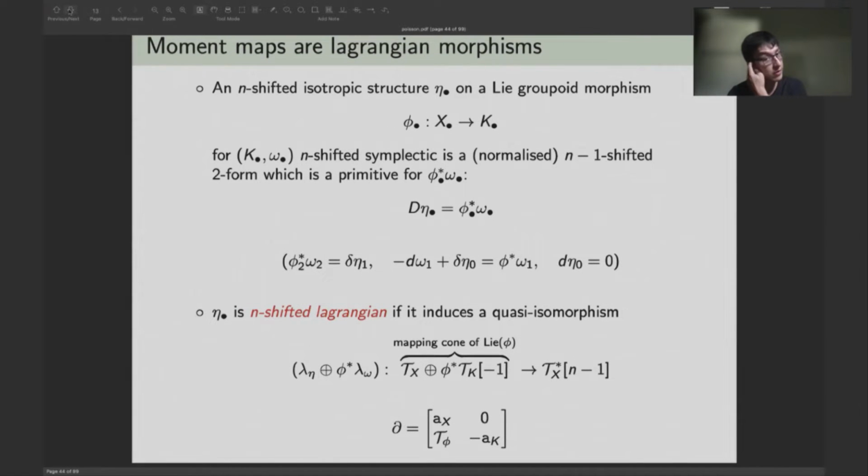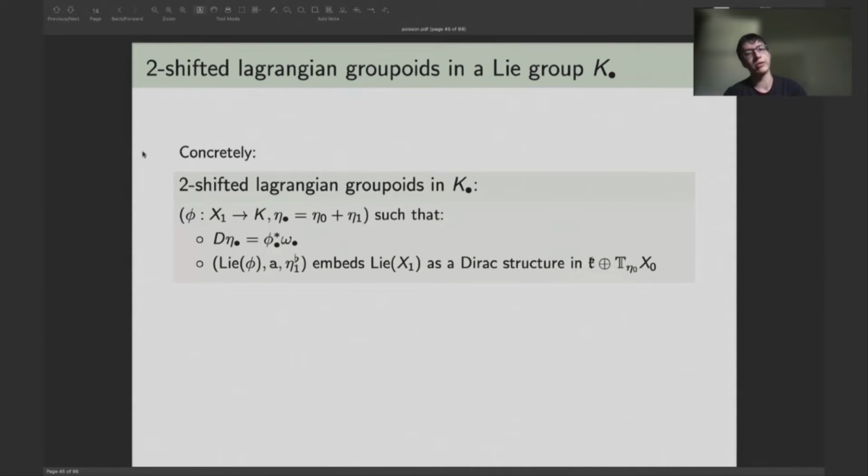And an isotropic structure is Lagrangian if it satisfies a certain complicated non-degeneracy condition, which, in the case that is relevant for us, when the target is a Lie group, is simpler to describe. So in the case that's relevant for us, a two-shifted Lagrangian groupoid with target a Lie group is given by an isotropic structure.